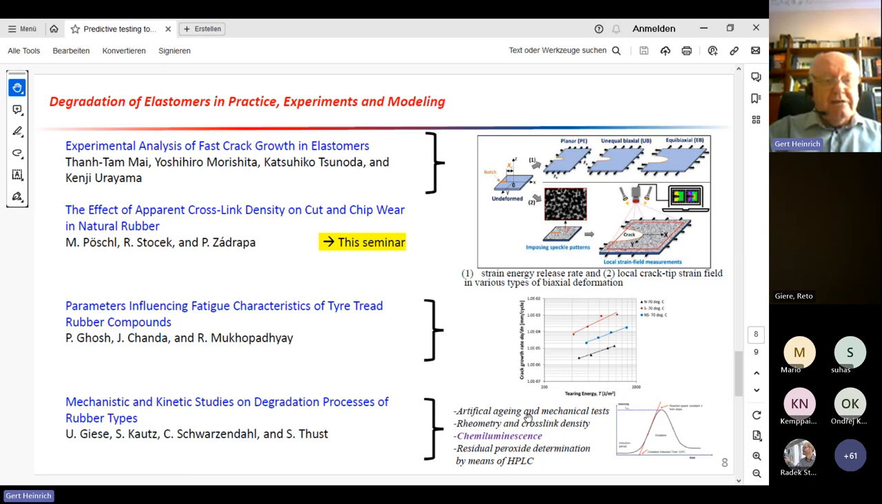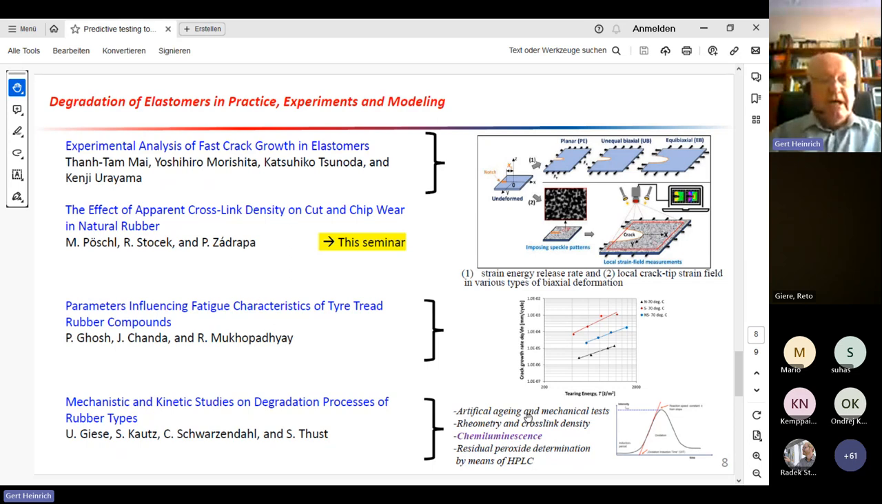Another contribution from Chabane, from the group of Professor Urayama, is dealing with the experimental analysis of fast crack propagation in elastomers. And here it is interesting to note that the strain energy release rates were measured parallel with the local crack tip strain fields in various types of biaxial deformations. So that is also an interesting chapter about the fact that the phenomena having to do with crack propagation, crack initiation, depend also on the type of excitation, whether it is planar, whether it is uniaxial, or whether it is an equibiaxial deformation, and so on.